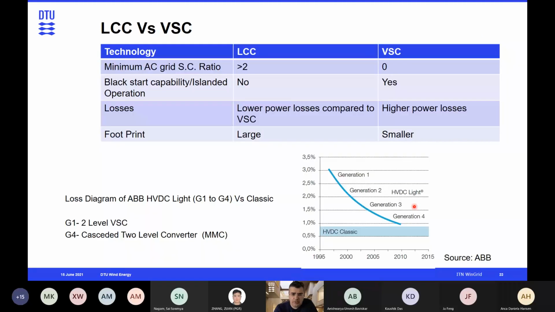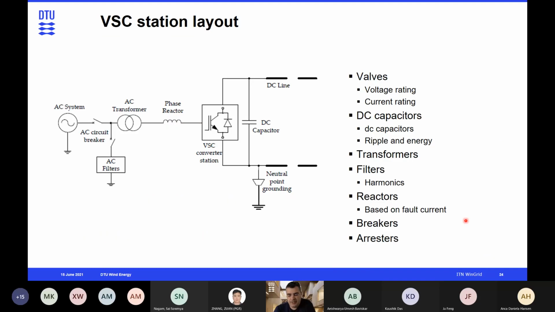Of course, one of the big problems with VSC HVDC used to be the losses, which are very low for HVDC Classic or the LCC, but this is constantly improving. This graph is a few years old, but the losses today in the VSC systems are getting much closer to the LCC ones. So VSC converters are now, I think, by far the preferred option, especially in Europe, for all the HVDC links.